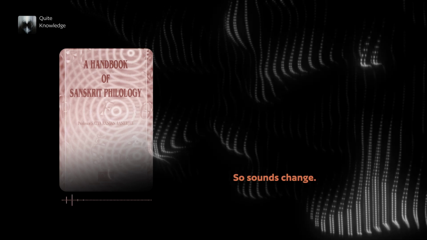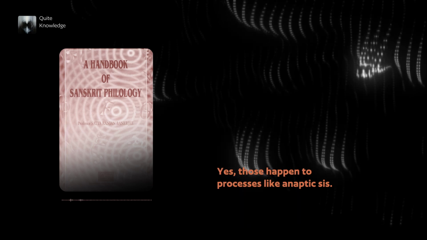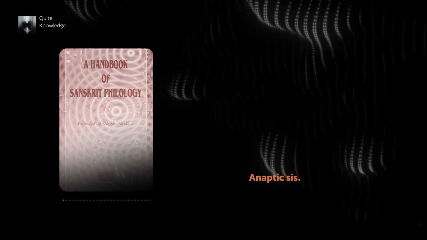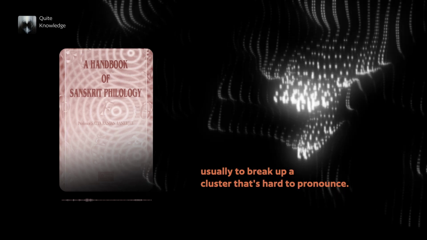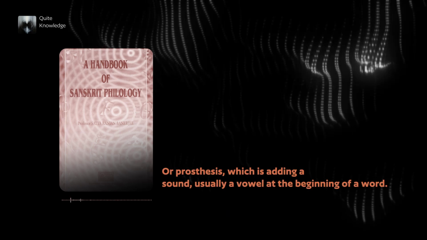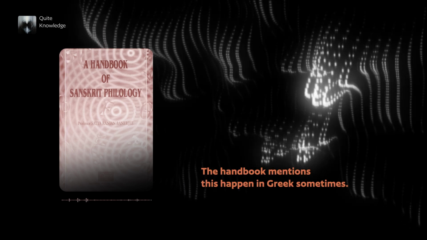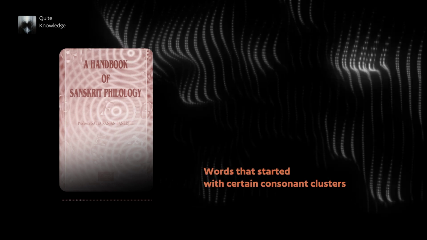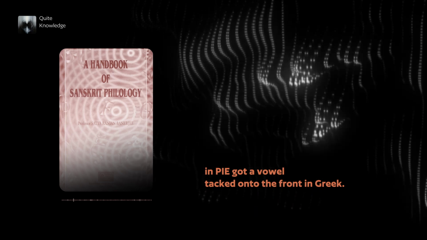Okay, so sounds change, sounds become similar, sounds become different, sounds swap places. What about adding or removing sounds? Yes, those happen too. Processes like anaptyxis. Anaptyxis, that's when a vowel gets inserted between consonants, usually to break up a cluster that's hard to pronounce. Ah, okay, like sticking a vowel in to make it easier. Exactly. Or prosthesis, which is adding a sound, usually a vowel, at the beginning of a word. The Handbook mentions this happens in Greek sometimes. Words that started with certain consonant clusters in PIE got a vowel tacked onto the front in Greek.